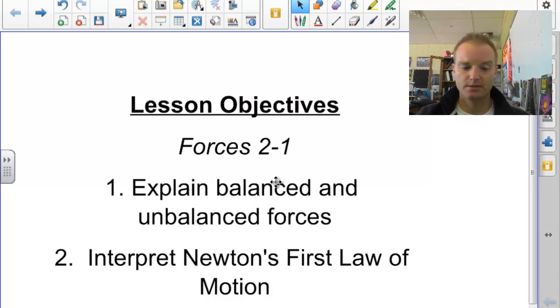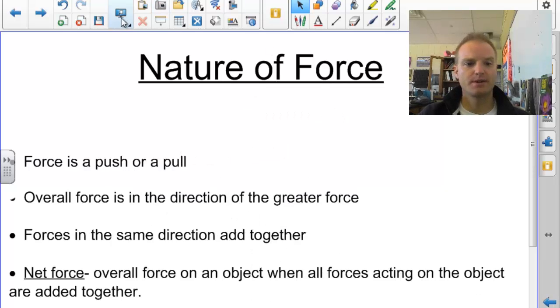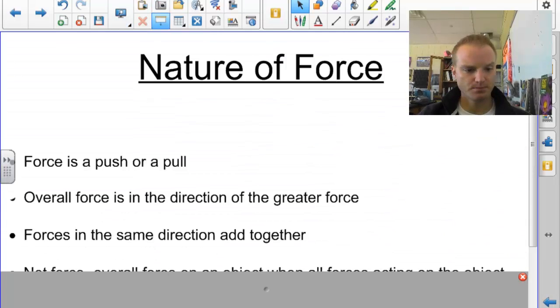And secondly, and there's going to be a few of these, we're going to spend most of the chapter talking about this guy, Sir Isaac Newton. So our second objective today is to interpret Newton's first law of motion. What does it mean? How does it work? Those types of things. So first off, we're going to talk about the nature of force.